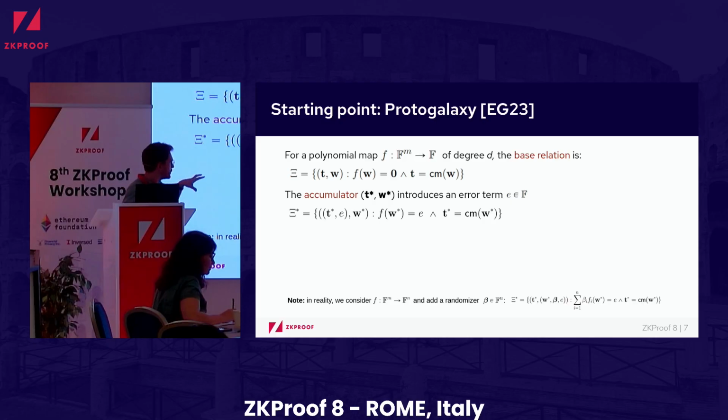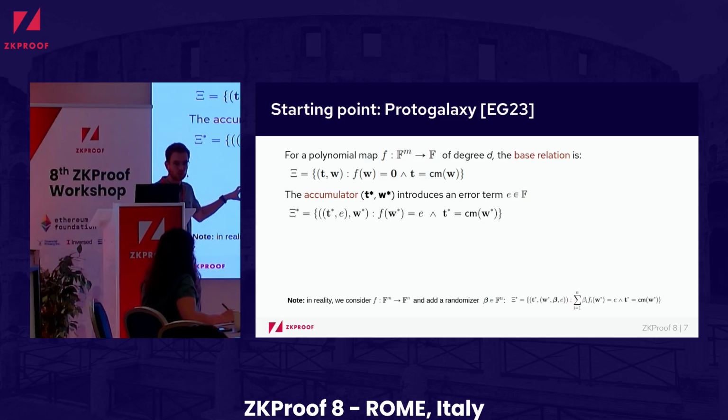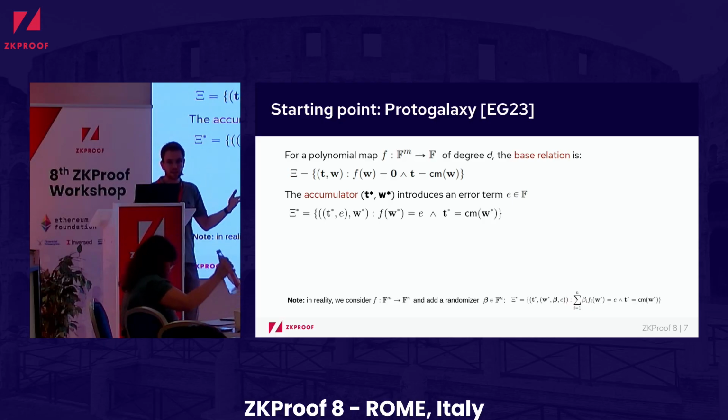Okay, so this is a simplification. In reality, our function is going to have multiple rows. So it's F^m to F^n. And we also have to randomize all of these rows.